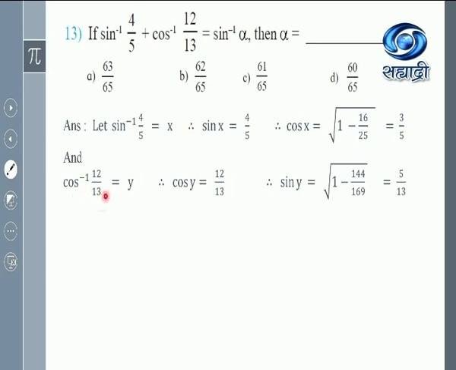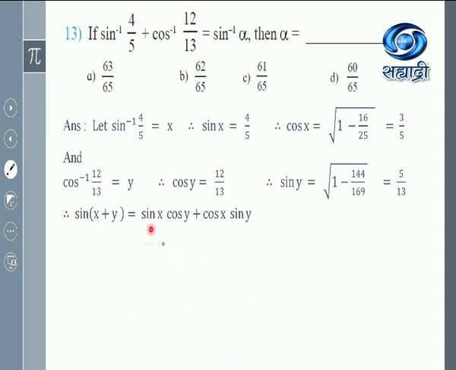Okay. Now cos inverse 12 by 13, this is the second term. X we already used, so write down this as y. Use the definition, cos y is equal to 12 by 13. Again, by identity, sin y is root of 1 minus cos square y. Cos square y is 12 upon 13 square, which is 144 upon 169. Now simplify this. You will get 169 minus 144, that is under root of 25 upon 169, which is 5 by 13. We have to take the square root.